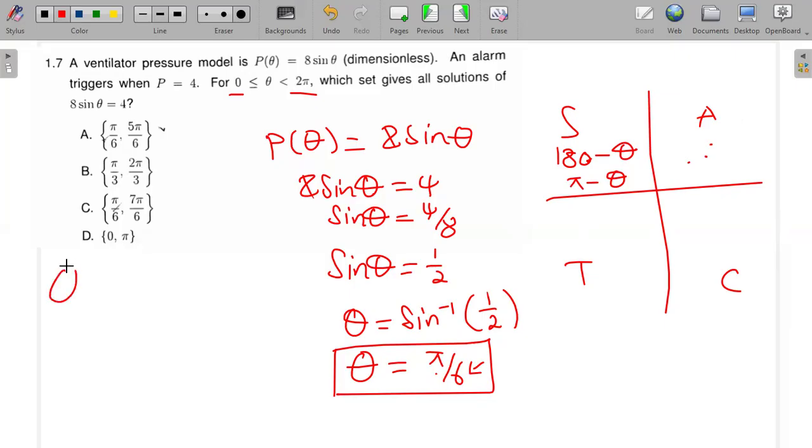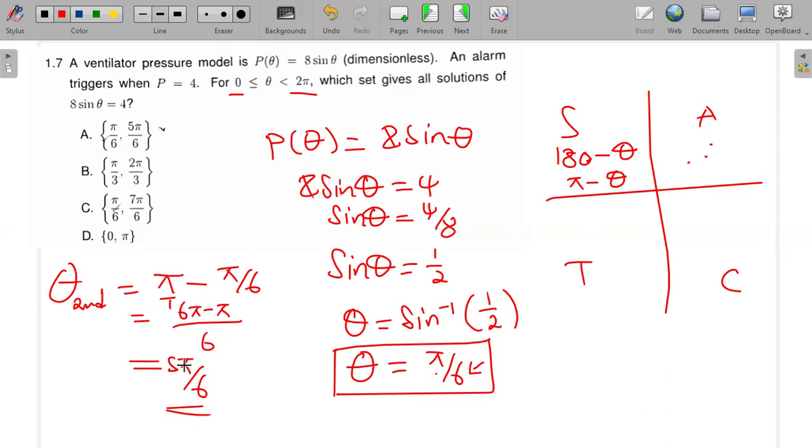So I'm going to say the angle in the second quadrant will just equal pi minus pi over 6. So that will be 6 pi minus pi over 6, which will just equal 5 pi over 6. So 5 pi over 6 is the same as 150 degrees. So the set will just be pi over 6 and 5 pi over 6, which is what we can see on A. So we choose A as our best answer for this problem.